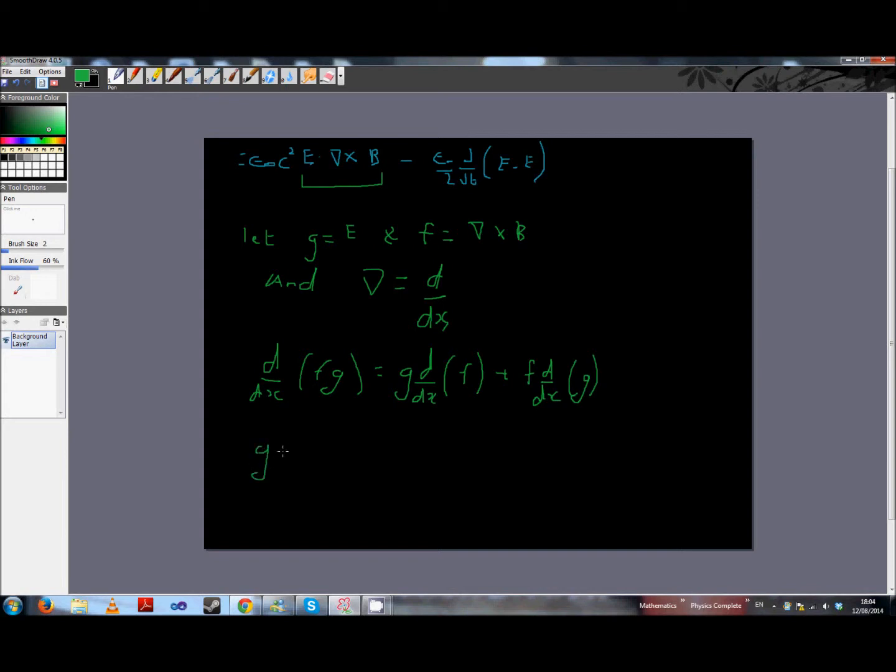So keeping in mind that we're looking for an expression for E dot curl of B, we rewrite the above equation as g d by dx of f is equal to d by dx of f times g minus f d by dx of g. So our above expression for E dot curl of B is equal to div B cross E plus B dot curl of E.